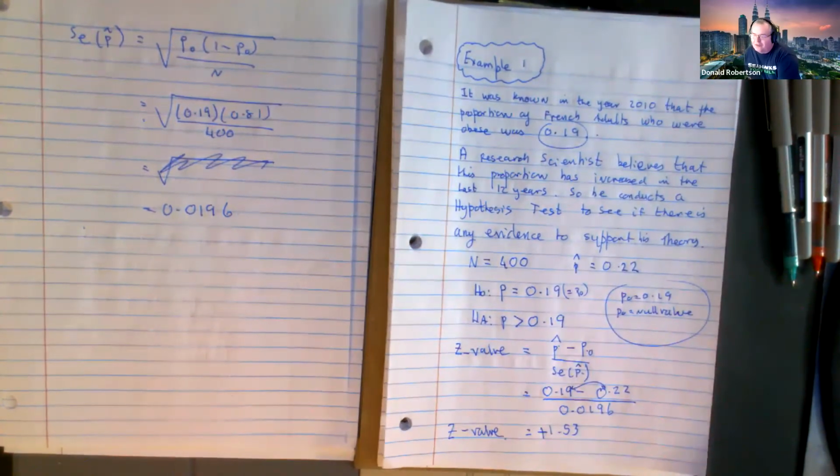And now it's positive 1.53. Yeah, I don't know why I did that. Careless. Is 1.53 not big enough either?